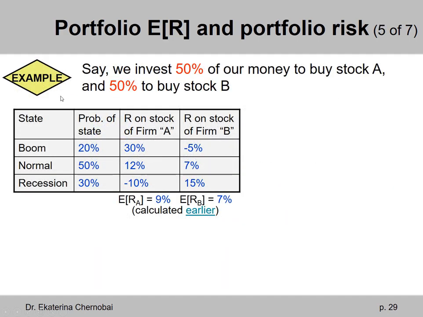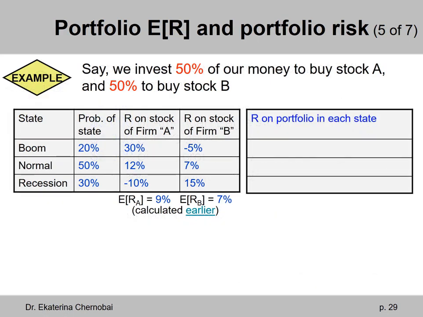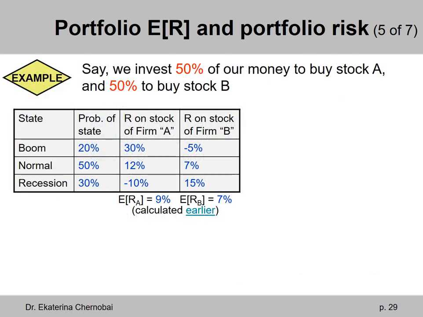Now let's look at a complicated problem in which you are investing 50% of your money to buy stock A shares and the remaining 50% of your money to buy stock B shares. These are the weights, 50% and 50%. They're already given. Then let's look at the same exact information that we had on one of the earlier slides in this chapter, where we were comparing stock A and stock B.